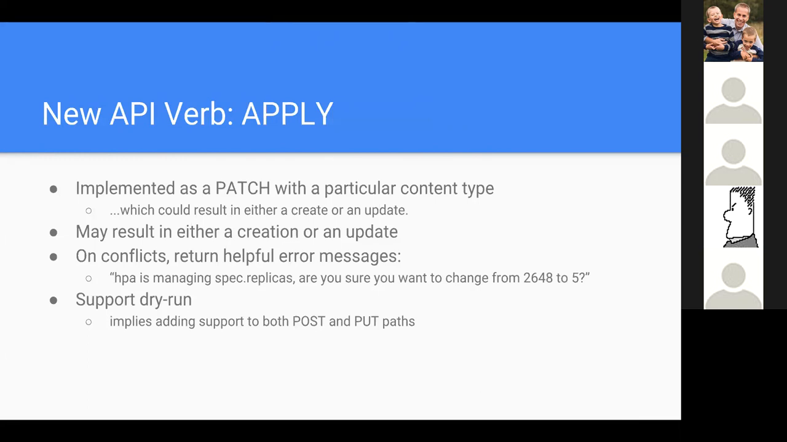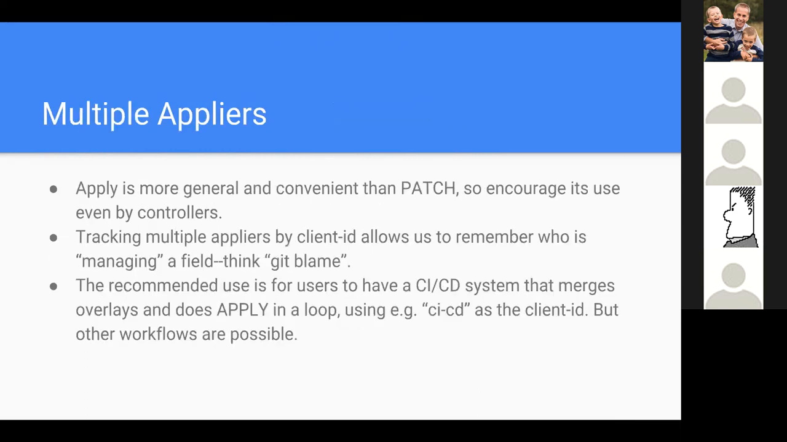So this will definitely, because I want clients to use the apply verb no matter what, we'll have to allow that to create objects. I even say that redundantly in the slides. I have to fix that later. On conflicts, return helpful error messages, support dry run. I mentioned that already. This should be interesting for authorization because we'll have to run through either create or update permissions. Multiple appliers. I think you would just authorize apply.